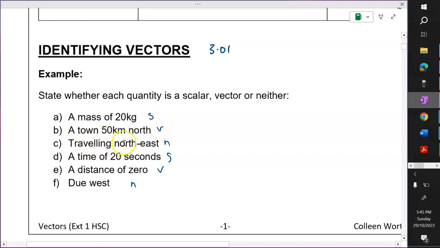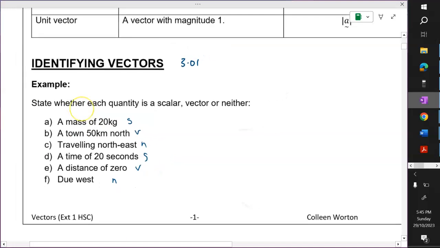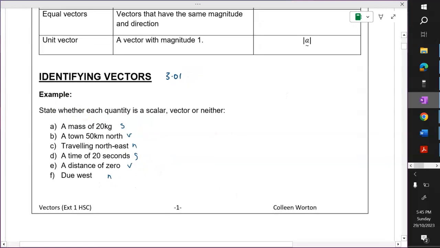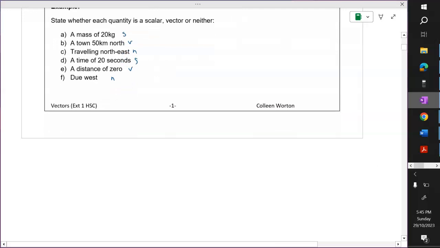If we're just traveling northeast, we don't have any destination that we're going, so that would be neither. A time of 20 seconds doesn't have a direction, but it has a value, so that would be a scalar. A distance of 0 is actually a vector, because we could have a 0 vector. And due west doesn't give us anywhere we're going, so it would be neither. We will look at these sorts of things in detail, so don't stress too much if that's not making too much sense at this point.